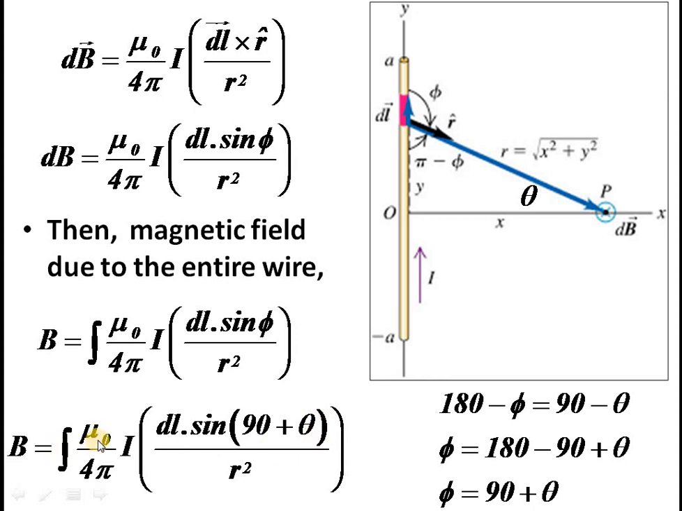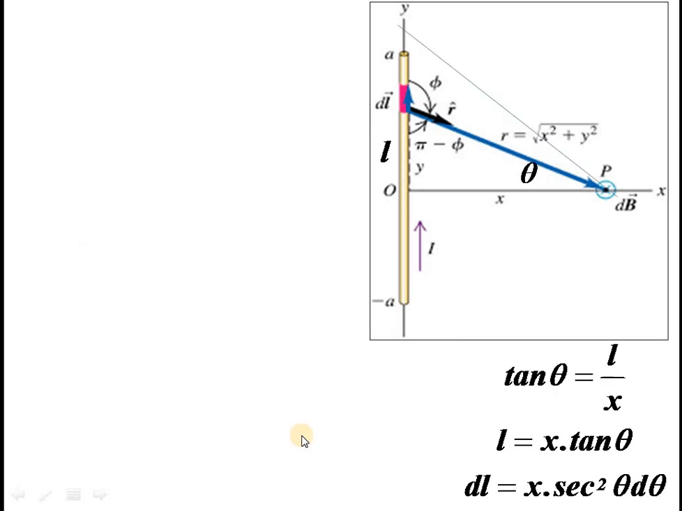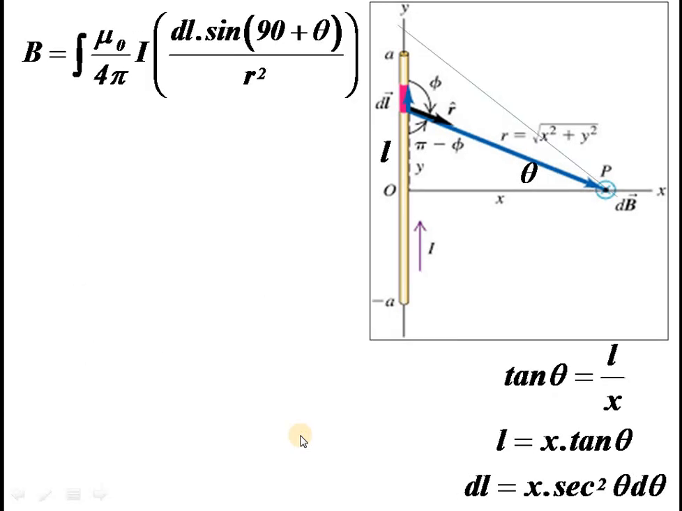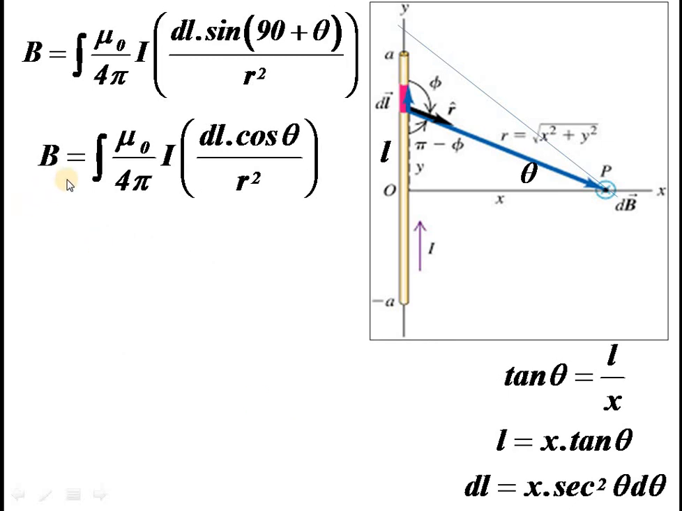So it implies that you can replace this phi with 90 plus theta. So what we get, B is equal to mu 0 by 4 pi I dl sin of 90 plus theta. So we replaced our phi with 90 plus theta. So sin of 90 plus theta is simply cos theta, that we know very well. So we have B is equal to integral mu 0 by 4 pi I dl cos theta by r square.